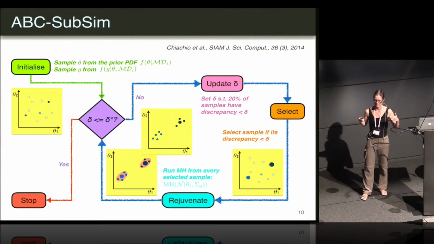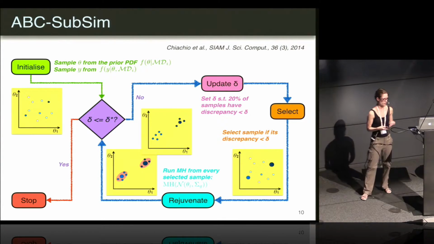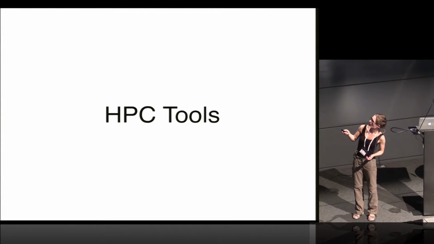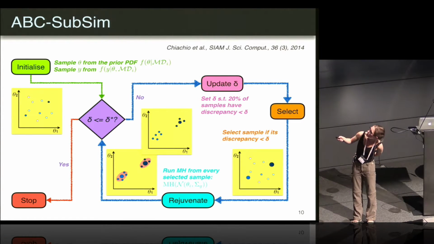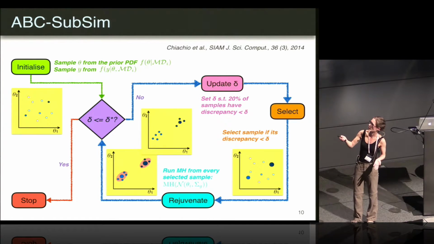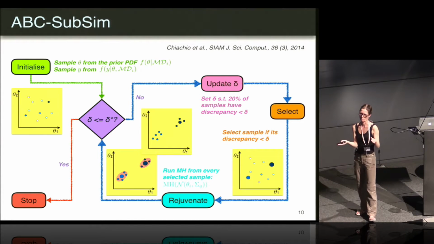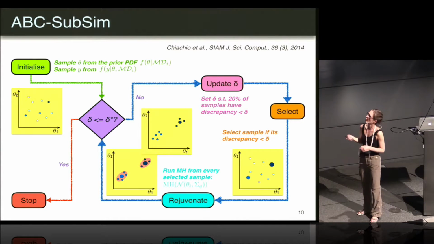So it goes, as I mentioned already, on annealing the distribution from prior to posterior in stages. So here you see that we start with a prior. Then we have some stopping criterion. So delta is the tolerance you want to achieve. And if it's not achieved, then we update the delta. So the delta is updated such that we just accept 20% of samples. It's the recommended value in the original paper, but you can vary it.